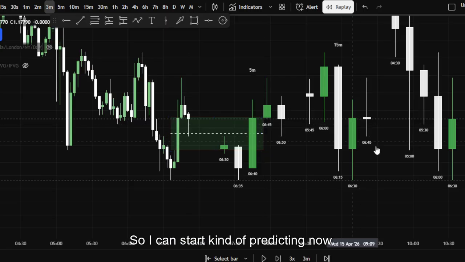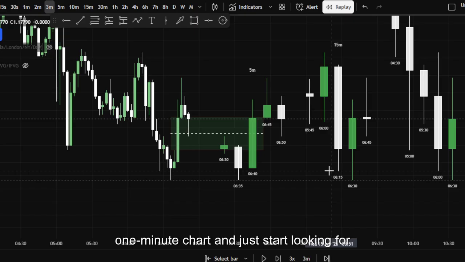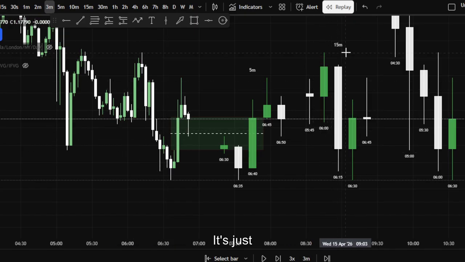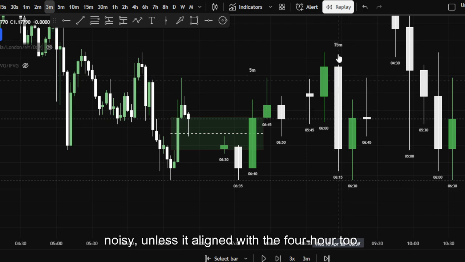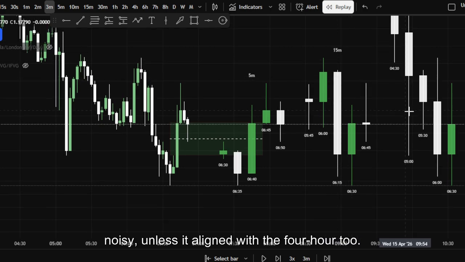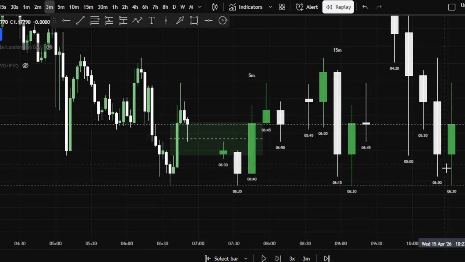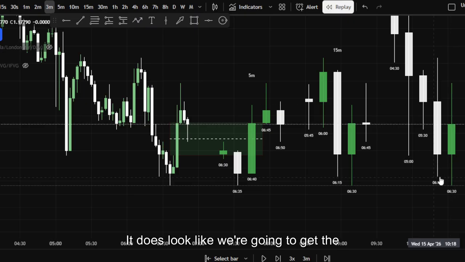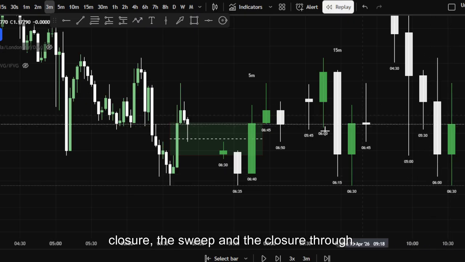So I can start predicting now. Well, the 15-minute did it. Technically, I could go down on the 1-minute chart and just start looking for that change in the state of delivery. It's just too low of a time frame for me, slightly noisy, unless it aligned with the 4-hour too. So again, we're on the 30. It does look like we're going to get the closure, the sweep and the closure through.